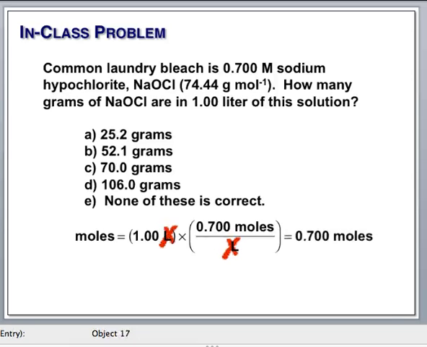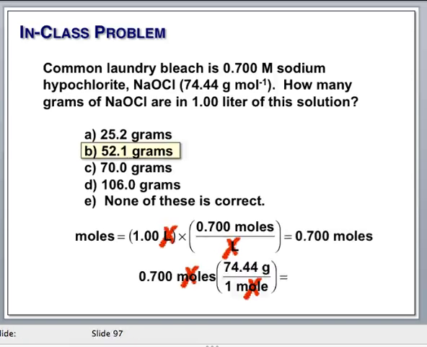Now 1 mole weighs 74 grams. All we want to do is take our given here, 0.7, multiply it by our molar mass. Moles will cancel. And we get about 52.1 grams.